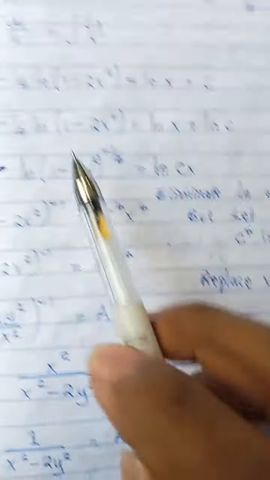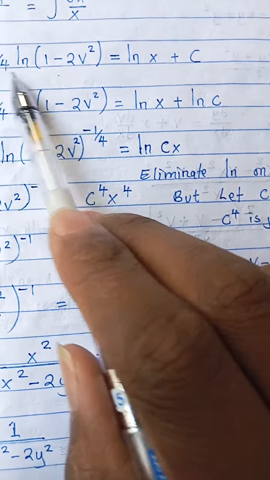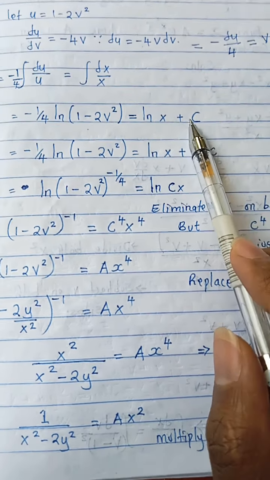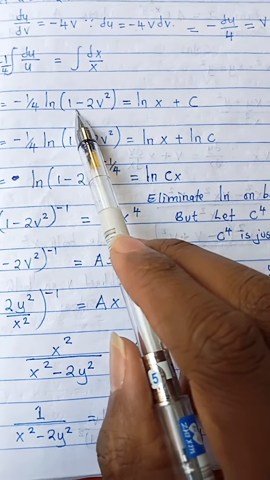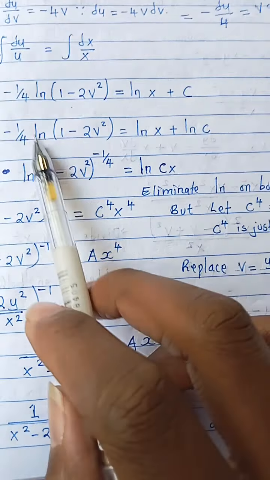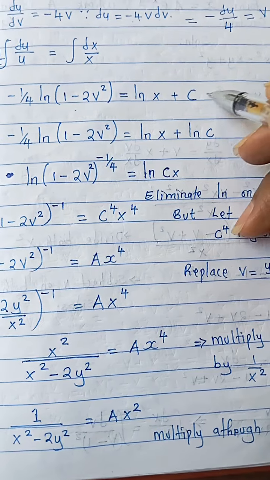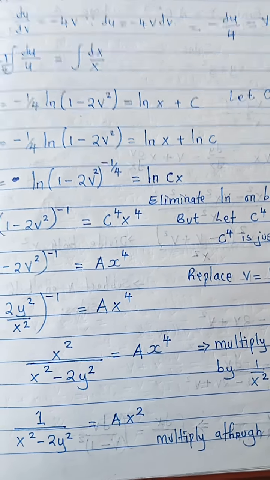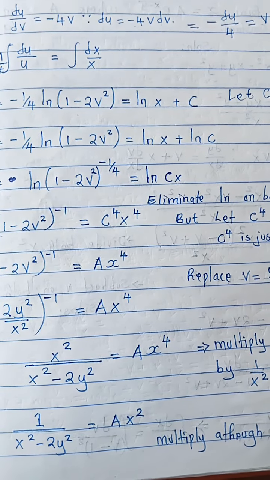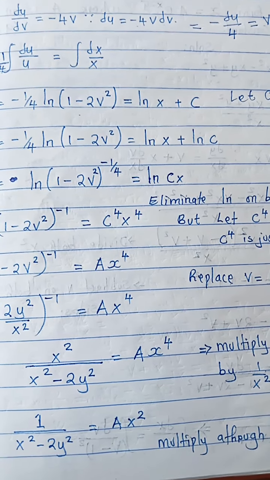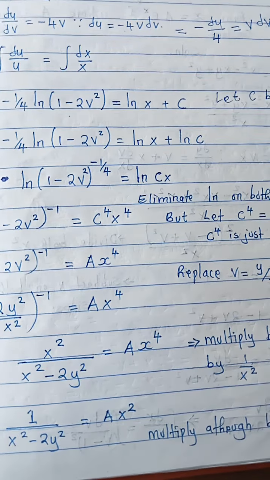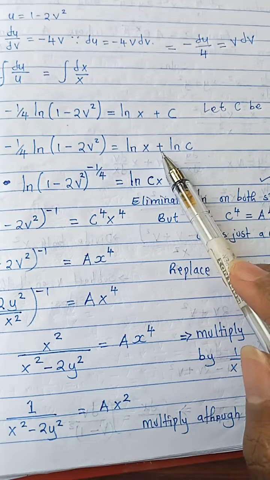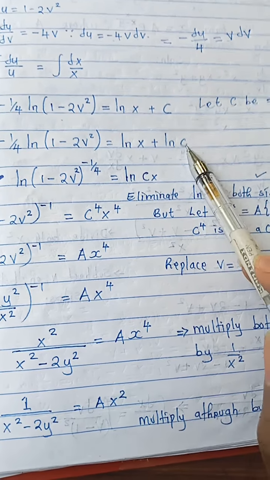Now if you replace, you will get this. Upon replacing, you get this. Now from this we can say let c be equal to the natural log of c. So that means instead of constant c, now we have it being natural log of c.